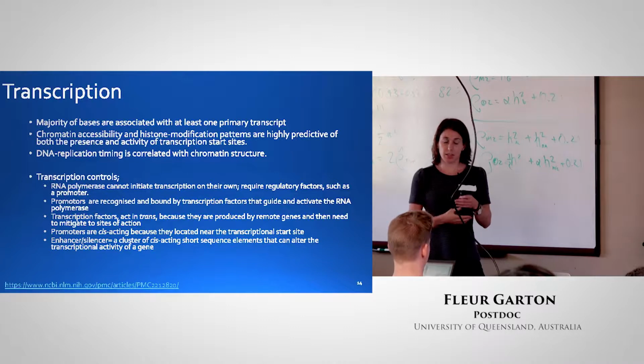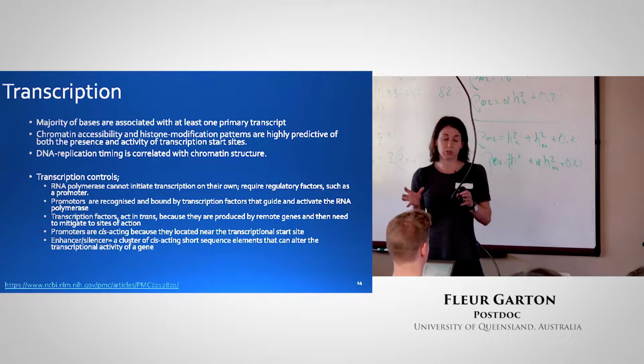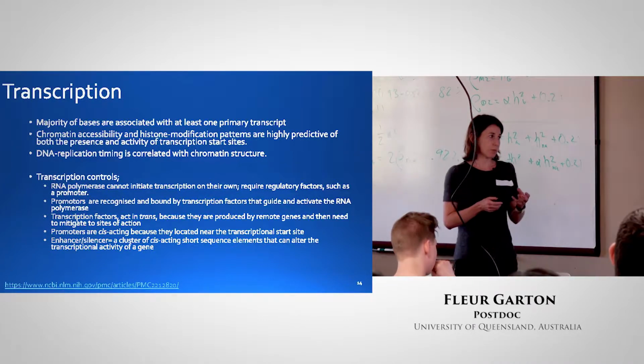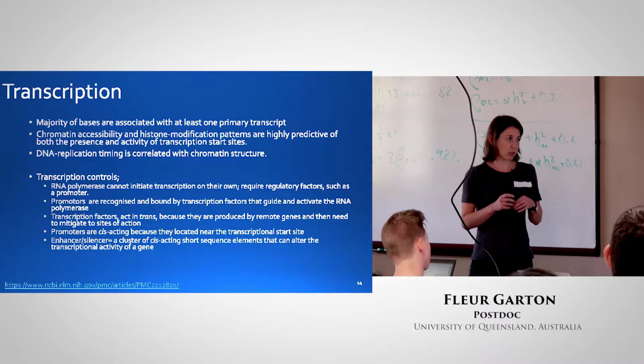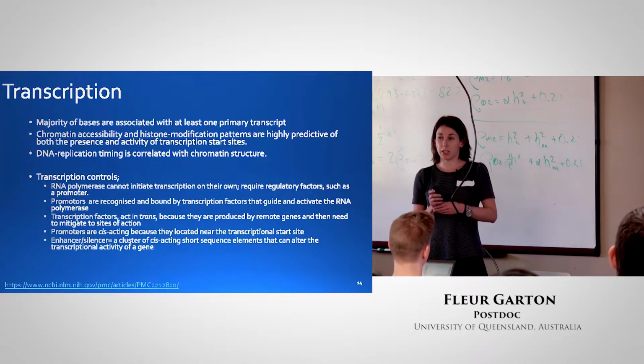Promoters, we tend to say that they're cis-acting because they're located close to the transcriptional start site. And then there's also things like enhancers and silencers, and these are also cis-acting, so short sequence elements that can alter the transcriptional activity of a gene.